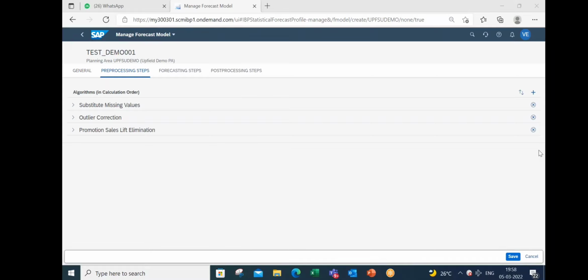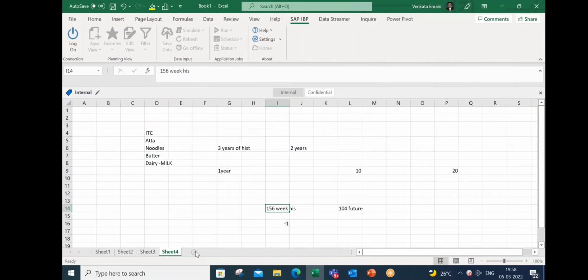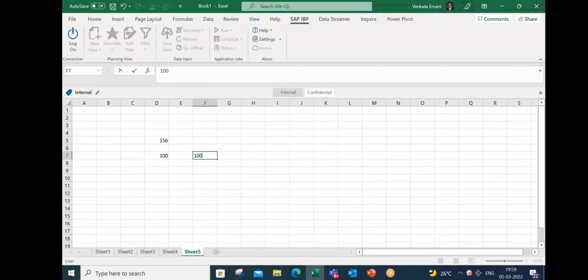So let's go to substitute missing values. Now what I'm telling my system is, take 156 weeks of history. In my 156 weeks of history, I might have some blanks in between. As I discussed previously, one week I sold 100, another week I sold 110, next week I did not sell anything, after that I sold 110, next week I sold 90, again I did not sell anything, and then I sold 85. Suppose this is my history pattern.